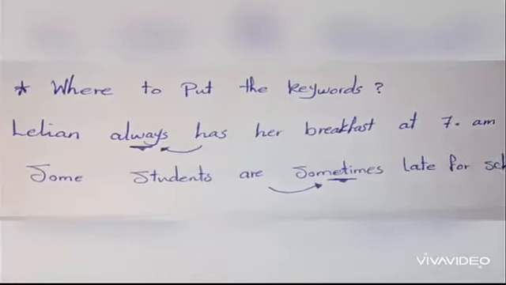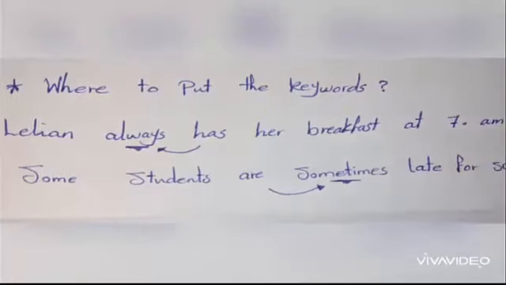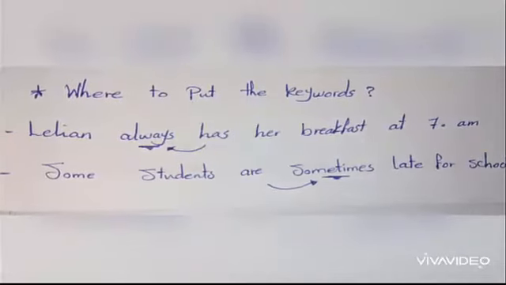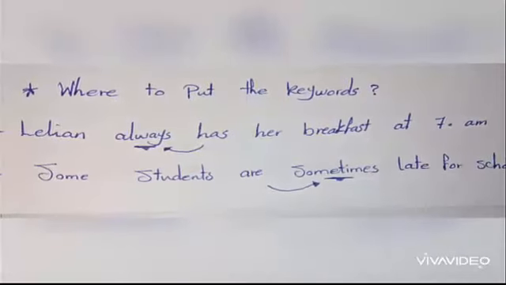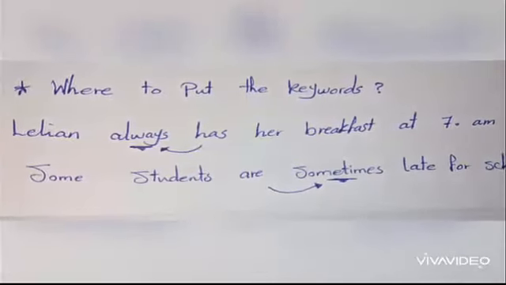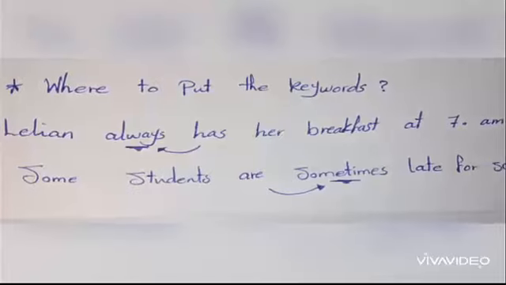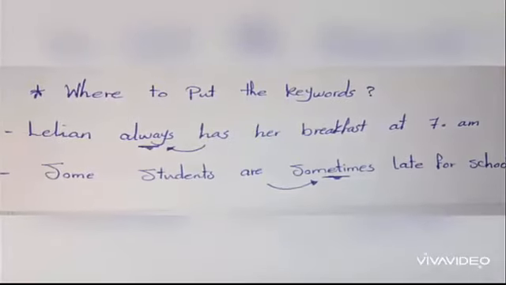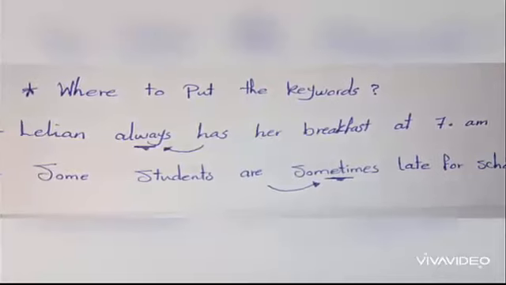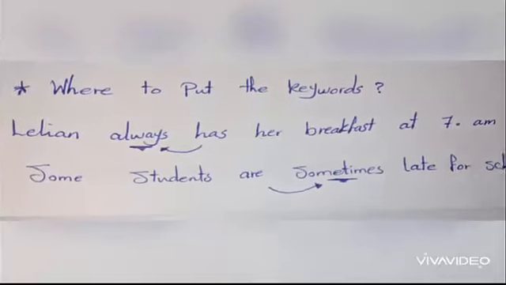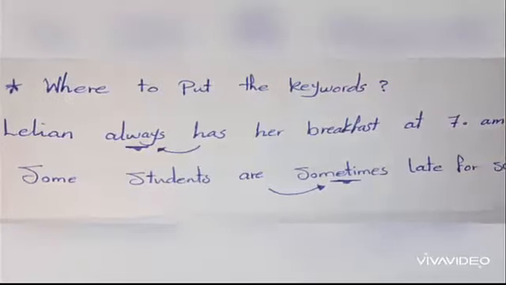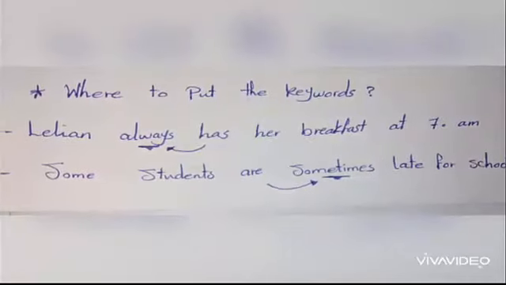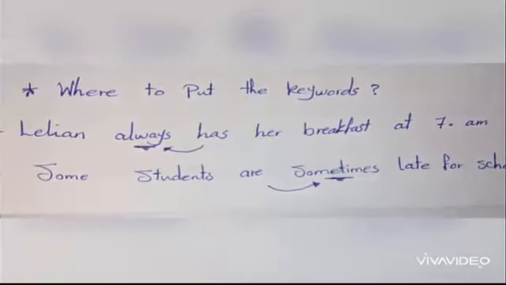Here is an example. Lillian always has her breakfast at 7 a.m. Always comes before the main verb, has. So the keywords of the tense here come before the main verb of the sentence. We said Lillian always has, not has always her breakfast. Always has her breakfast.